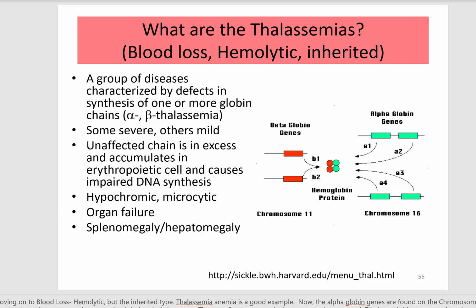Moving on to the blood loss hemolytic category, but the inherited type. Thalassemia anemia is a good example. Now, the alpha globin chains are found on chromosome 16, shown here as green boxes on the right hand of the screen. There are 2 genes on each chromosome, 4 genes total. The beta globin genes are found on chromosome 11. There is 1 copy of the beta globin gene on each chromosome.